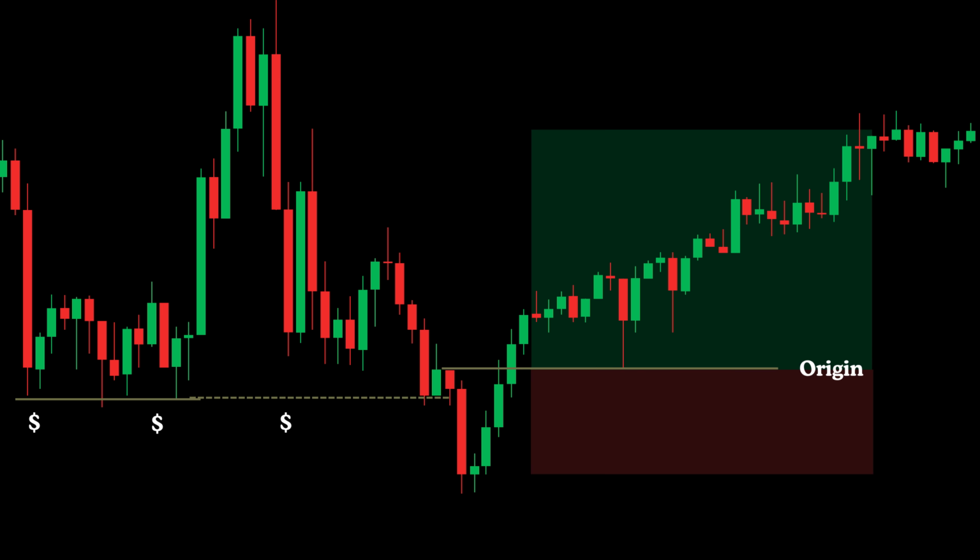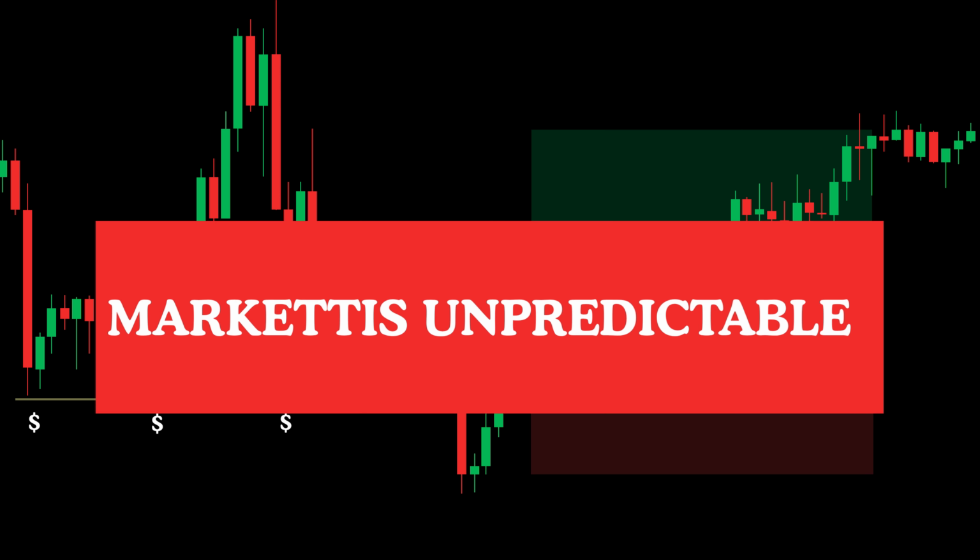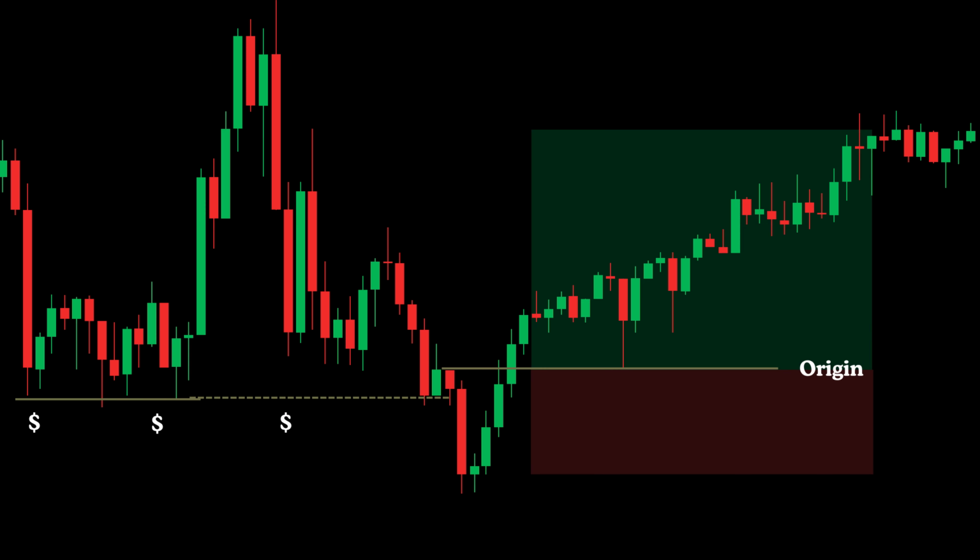high-quality trades. However, regardless of how promising a setup appears, the market can always behave unpredictably. That's why having a strong risk management plan is critical. It protects your capital while allowing you to take advantage of profitable moves when the market aligns with your analysis.